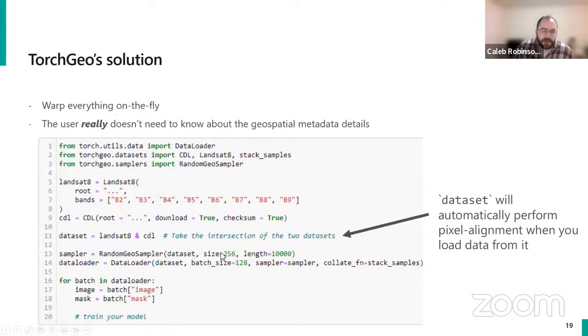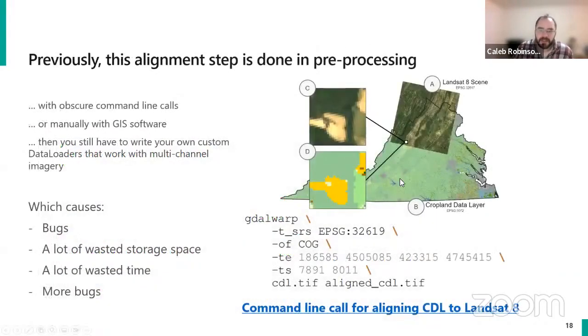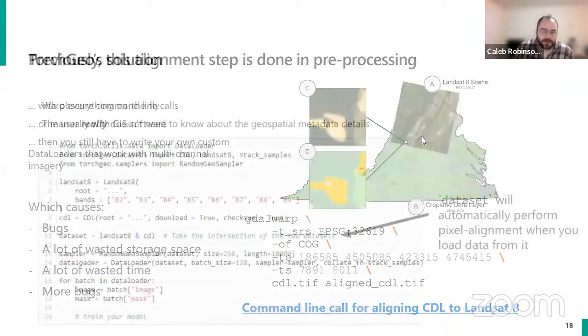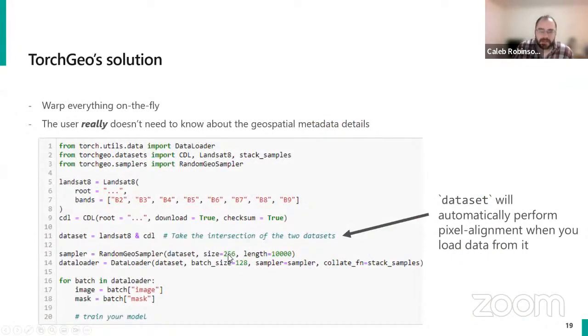We say we want to sample patches of size 256 pixels. We want to sample 10,000 of them. And then we use both that data set and that sampler in a PyTorch data loader with this additional collate function that we also provide. That gives you a normal PyTorch data loader that does exactly the sampling process, sampling exactly where these have intersection area, and the patches returned will be pixel lines of size 256 by 256, where the image will be from Landsat 8 and the mask will be from CDL.